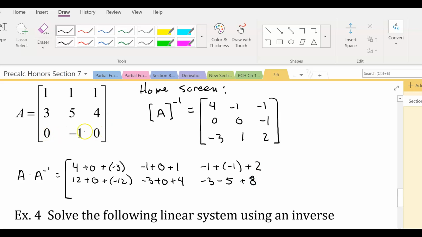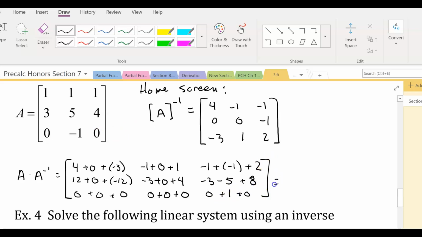All right, now our third row, so 0 times 4 is 0. Negative 1 times 0 is 0. And then 0 times negative 3 is also 0. Next, 0 times negative 1 plus negative 1 times 0 plus 0 times 1. And then last, we have 0 times negative 1 is 0. Negative 1 times negative 1 is 1. And 0 times 2 is 0.